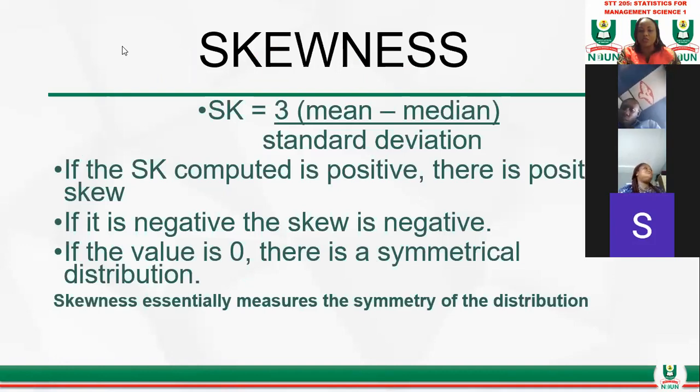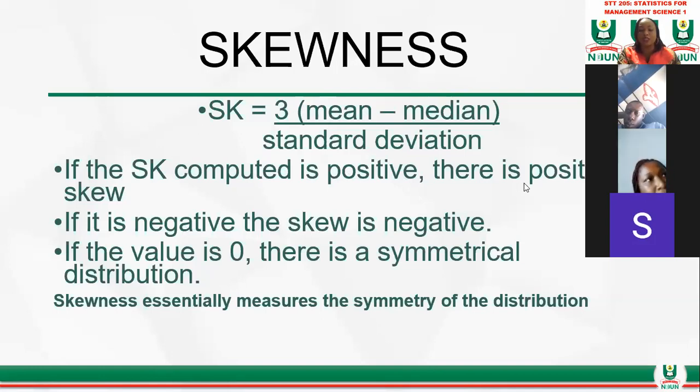In skewness, you are expected to know the formula. SK is equal to 3 times mean minus median, divided by standard deviation. So for you to compute the skewness of a distribution, you first of all calculate the mean, calculate the median and the standard deviation. Just the 3, you put in the formula we have on the slide to know whether the distribution is positively skewed.